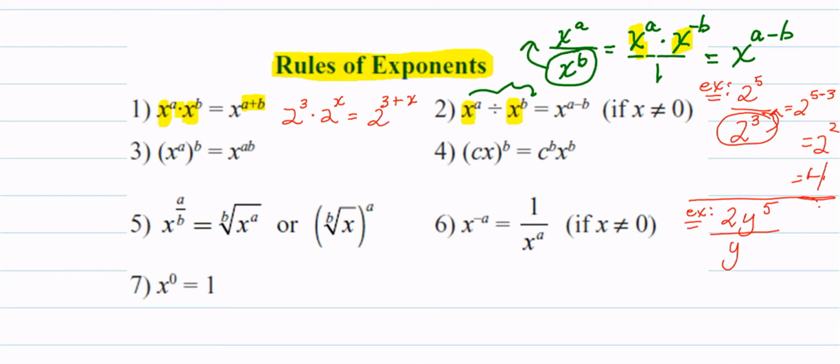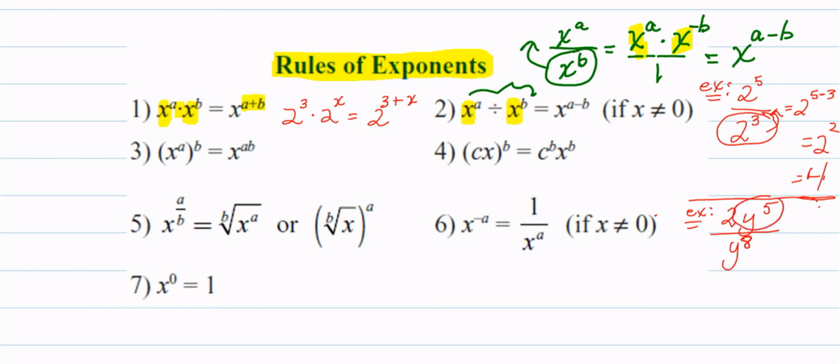Hold on, my pen is messing up. All right, so 8 is actually the exponent of the y. Now, look at that. That exponent of 5 is smaller than 8. Well, I would like that to get subtracted from 8. Well, it's fine. This rule works in either direction, okay?